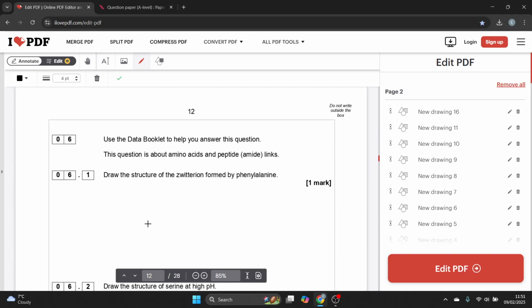Draw the structure of the zwitterion formed by phenylalanine. Phenylalanine. So I need my periodic table for this, which it should have.